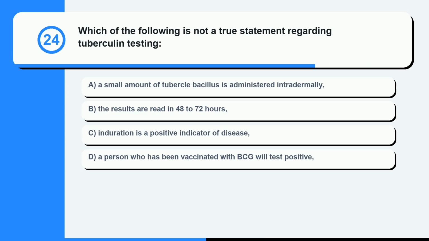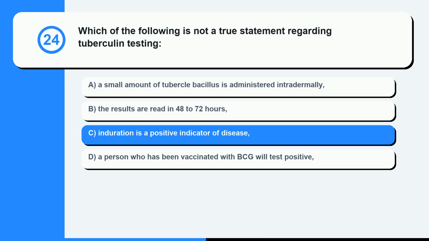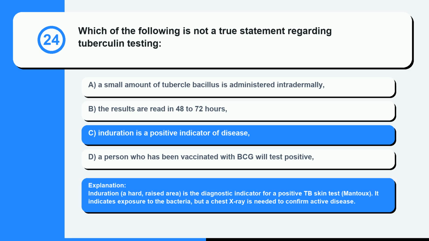Question 23. A person who has difficulty breathing and experiences swelling of the respiratory tract following a bee sting may have A. A myocardial infarction. B. Anaphylactic shock. C. Obstructive airway disease. Or D. Cardiogenic shock. The correct answer is B. Anaphylactic shock. Anaphylactic shock is a severe, life-threatening systemic allergic reaction characterized by respiratory distress, swelling of the airway, and circulatory collapse.